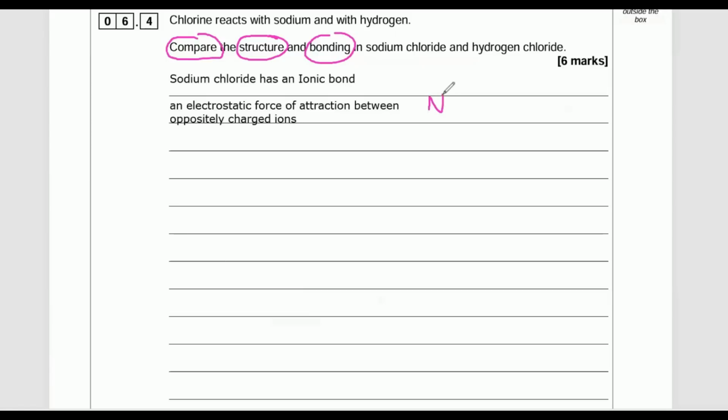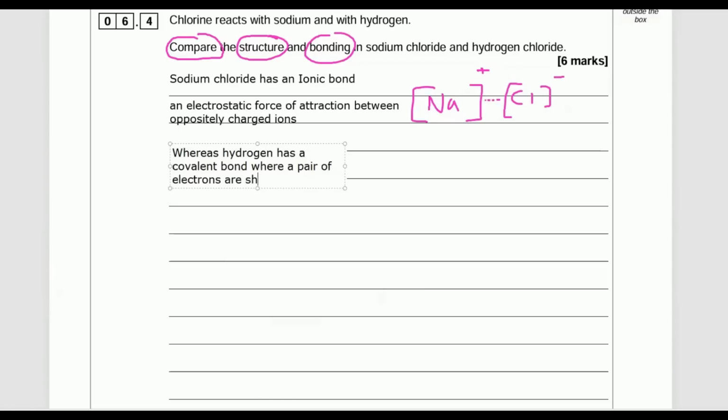So I would have my sodium plus, whatever. I should really put the plus outside the brackets, right, mate? And then I'm not even going to draw the circle around it. This is just to show you. So this is the electrostatic force of attraction between sodium and chlorine. Whereas hydrogen has a covalent bond where a pair of electrons are shared.